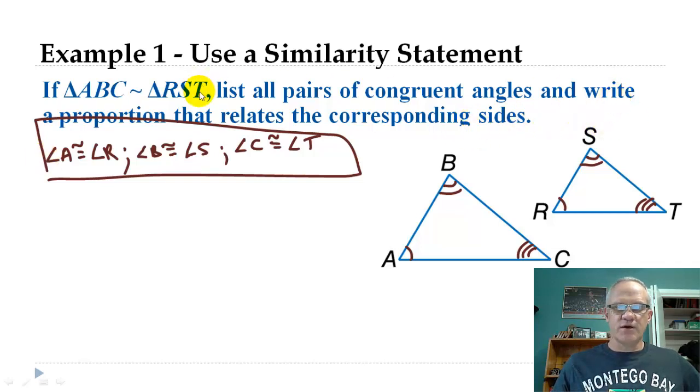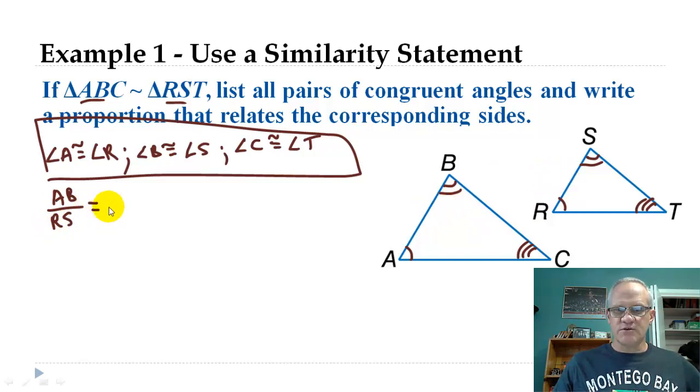But what else do we have to write? We have to write a proportion that shows the corresponding sides. Now, we don't have numbers here, but we do know what sides are proportional because we just talked about that. If you look here, the side AB should be proportional to what? RS, because again, it goes in order. So this side AB should be proportional with RS. Remember, they're not congruent, but if I say AB over RS, there's the ratio of AB to RS. Well, what's that going to equal? That will equal BC over ST. So this side BC over this side ST.